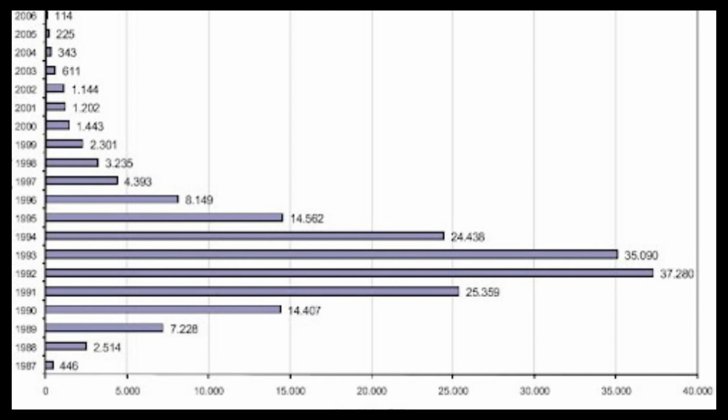Now we are going to take a closer look at the numbers of cases in recent years. This statistic from 2010 shows how many people got infected with prion diseases each year from 1987 to 2008. One can see a clear peak in the years 1992 and 1993 with over 37,000 and 35,000 infections. This can be linked to a plague-like wave of infected cow meat which was eaten all over the globe.